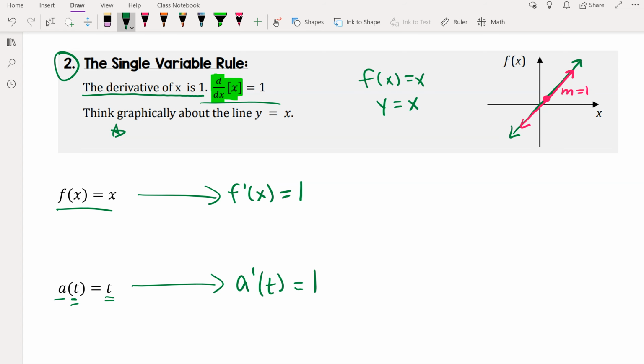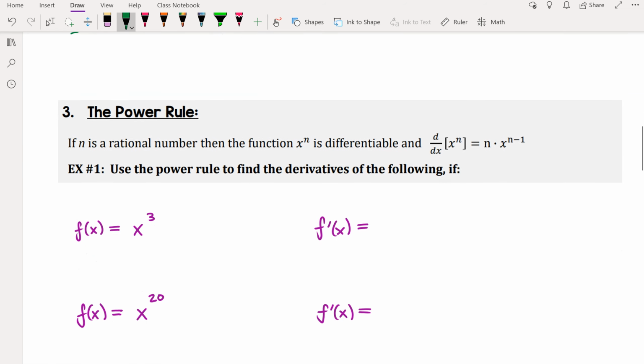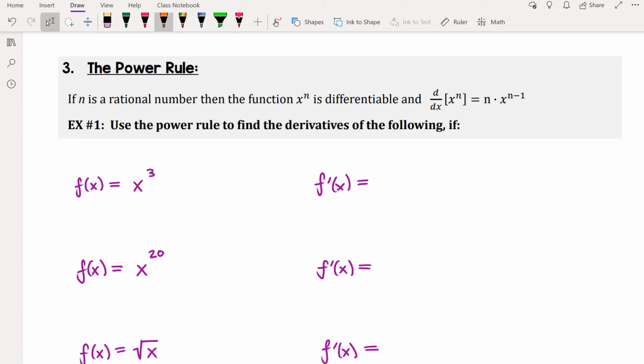All right, new rule. They're going to get more and more helpful as we go. Here's another rule. The power rule. Write it down. Huge, very important rule in calculus. Super cool how fast it is to take these derivatives. Way faster than taking them using the limit definition of the derivative. Okay, if n is a rational number, that could just mean a number or a fraction.